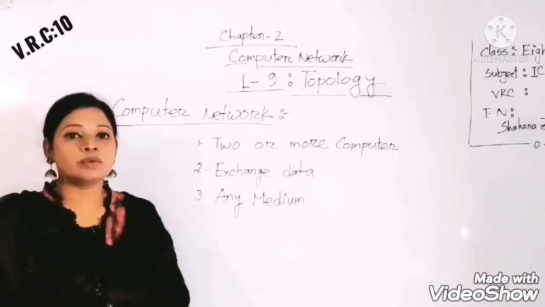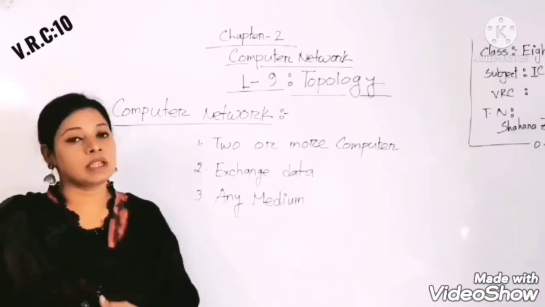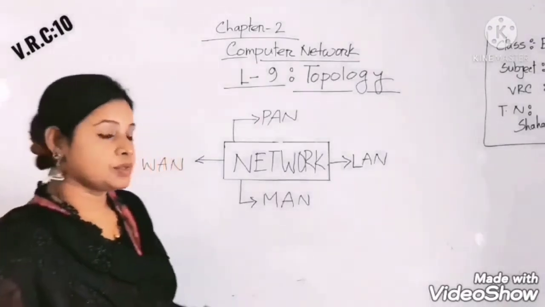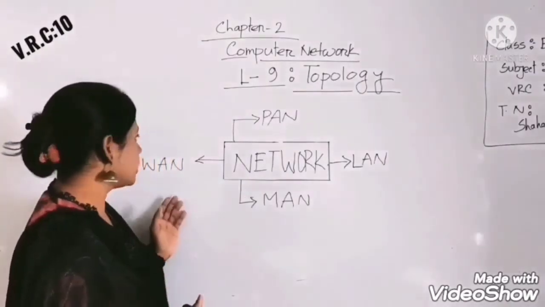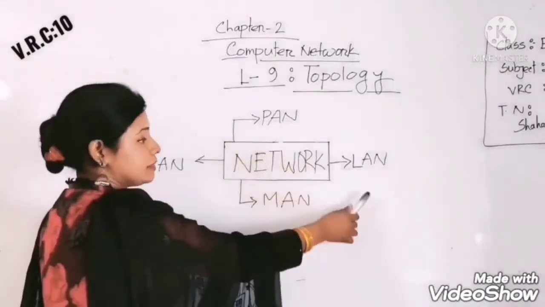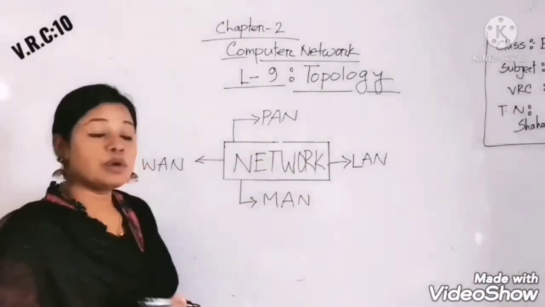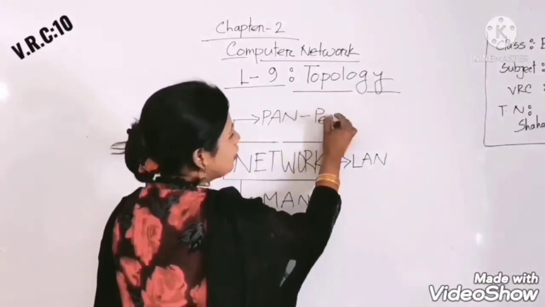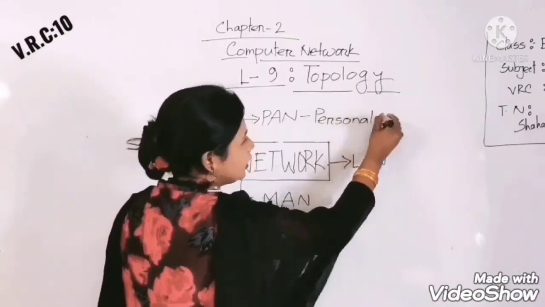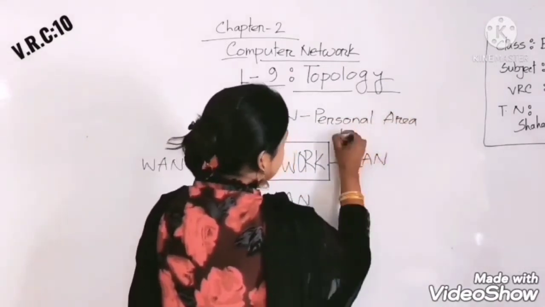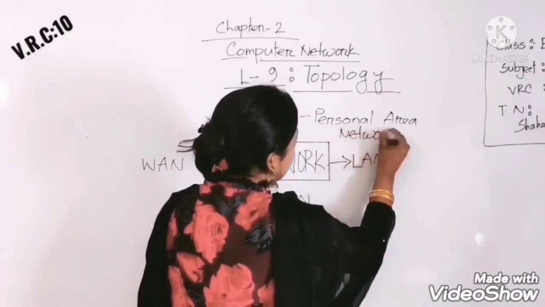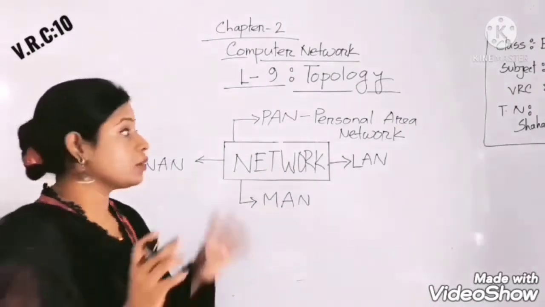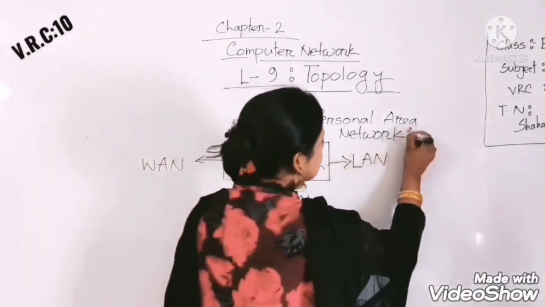And from networks, we know there are different types of network. So let's see what the types are. My dear students, I am showing you here different types of network. There is PAN, there is LAN, there is MAN, and there is WAN. So what is the full form of PAN? We can say it is personal area network. Personal area network is just for your personal use. And what is the example here? It is Bluetooth.